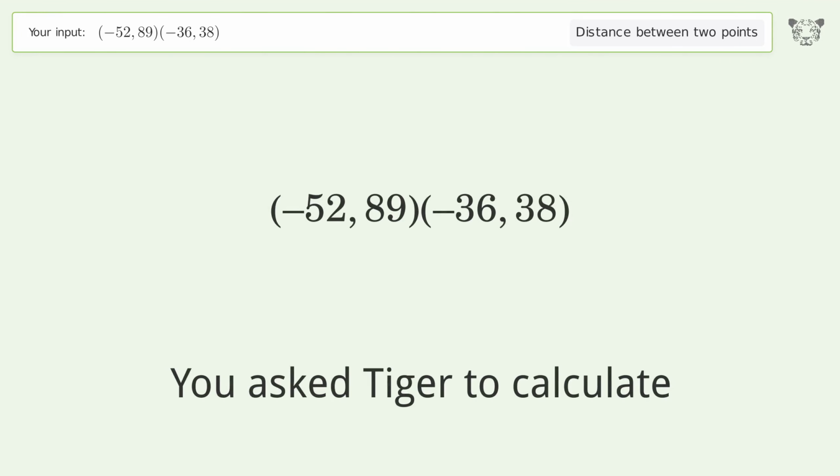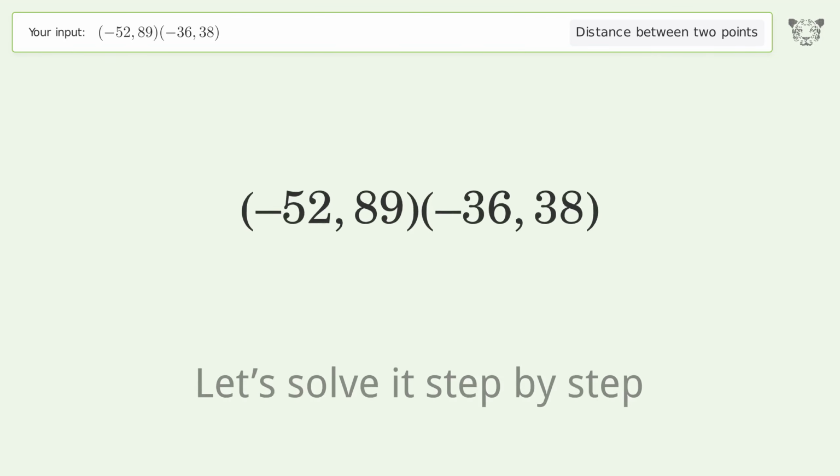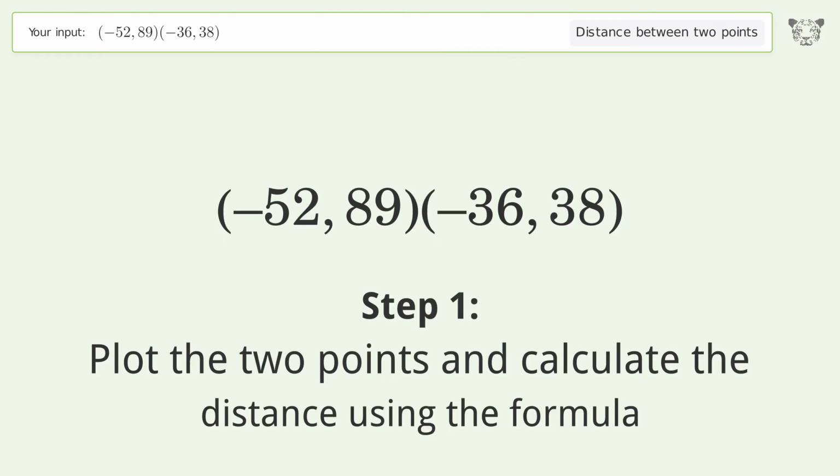You ask Tiger to calculate. This deals with the distance between 2 points. The distance between the 2 points is the square root of 2,857 or 53.451. Let's solve it step by step. Plot the 2 points and calculate the distance using the formula.